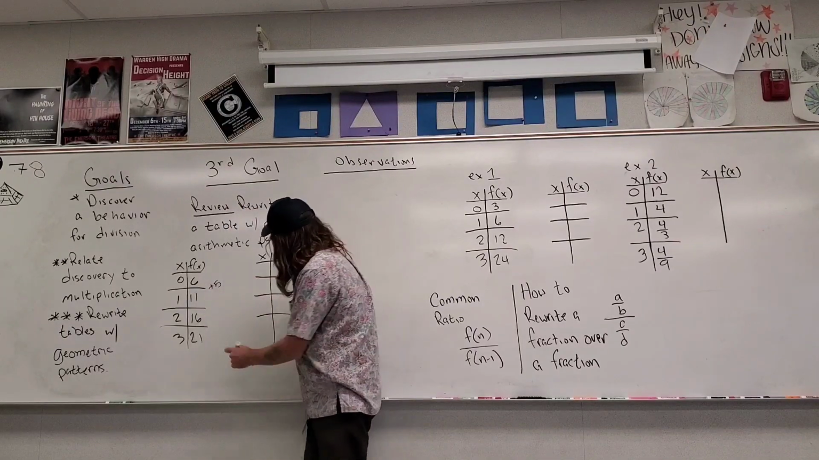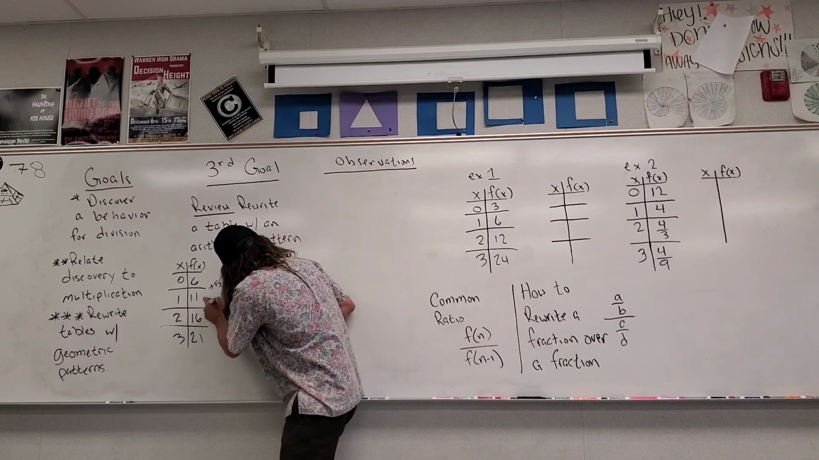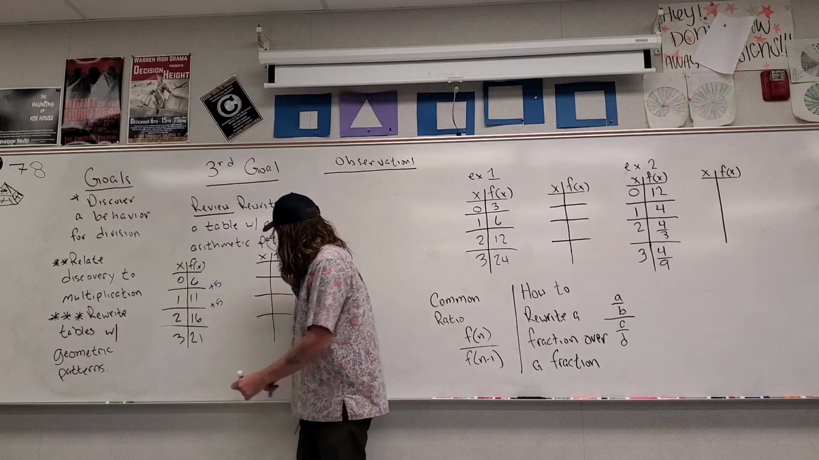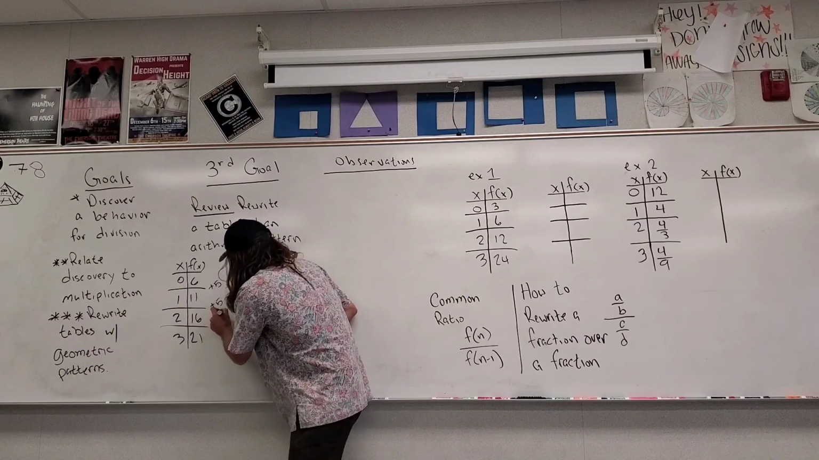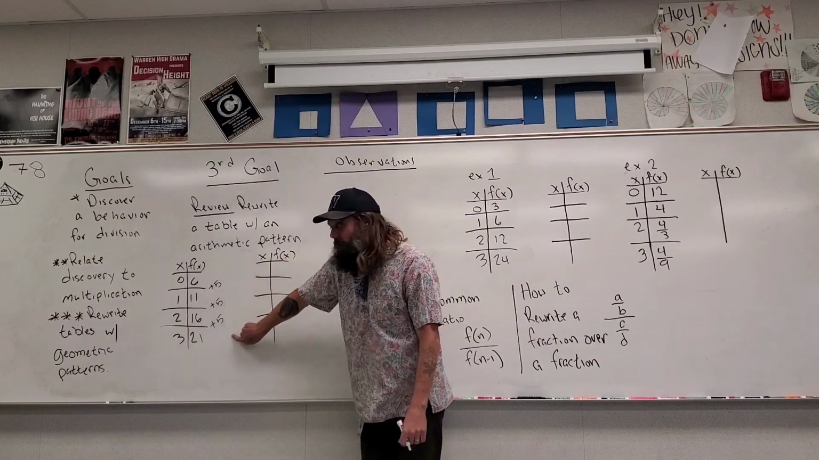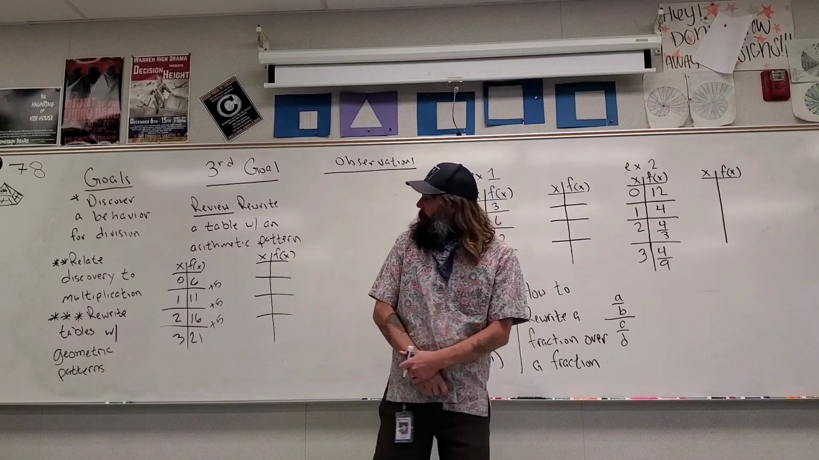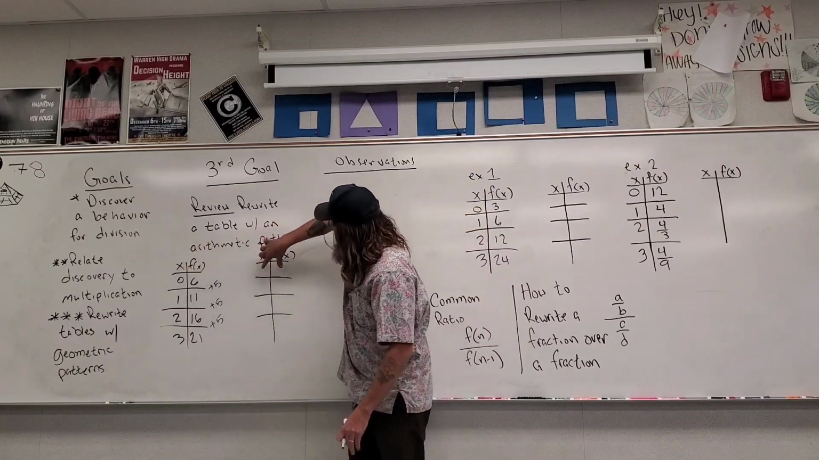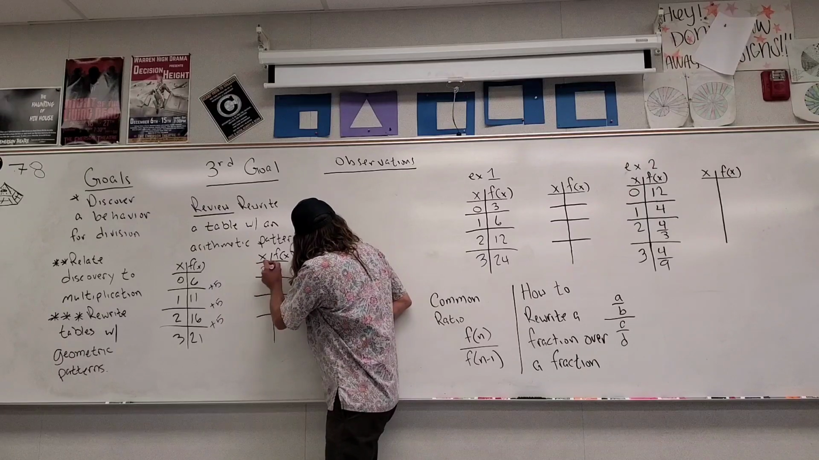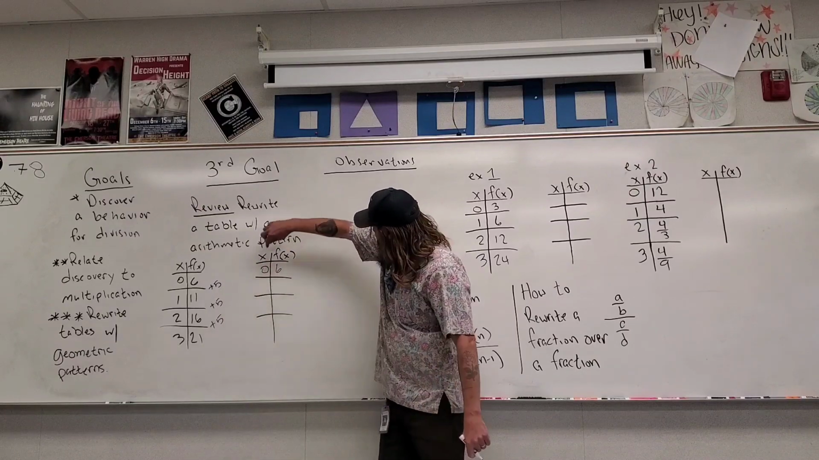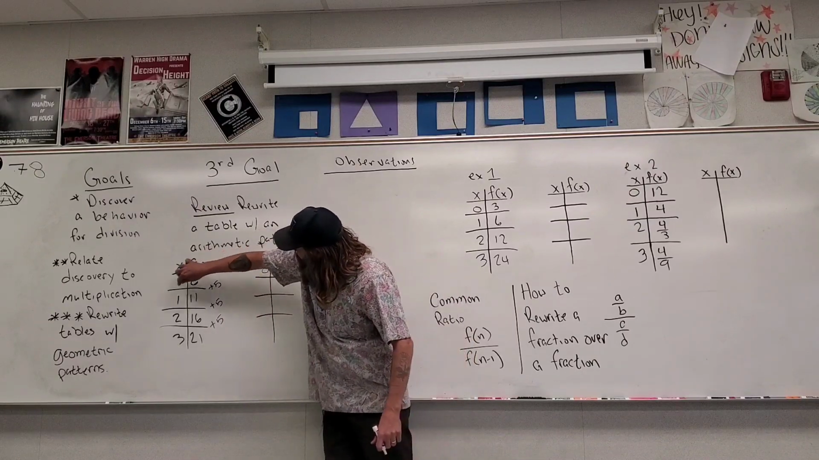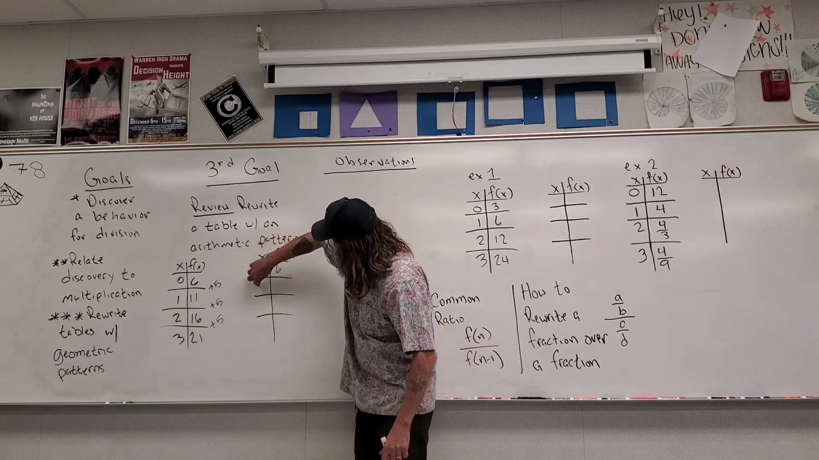11 turns into 16 by adding 5. And 16 turns into 21 by adding 5. So we're adding 5, that's our common difference. Now remember, when we rewrite a table, we write the first row exactly how it was. 0, 6. And we keep the x coordinates the same, so it goes 0, 1, 2, 3.